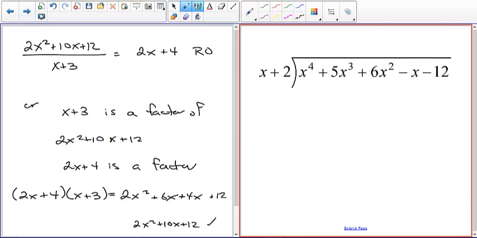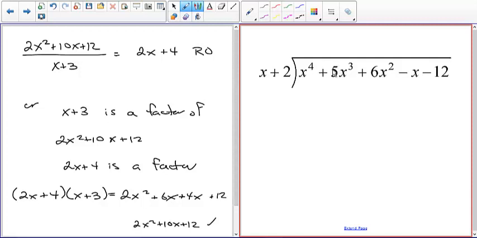So here's a little more difficult one. Again, I'm dividing by x plus 2. I don't have to have just a linear term here. I could have x squared, so we'll get to that. But the whole idea of this section is to find factors, which are not typically linear terms.